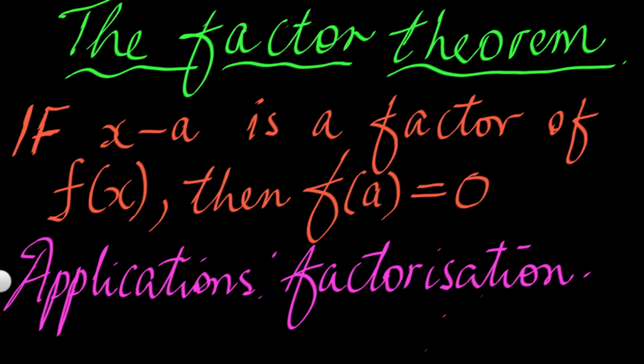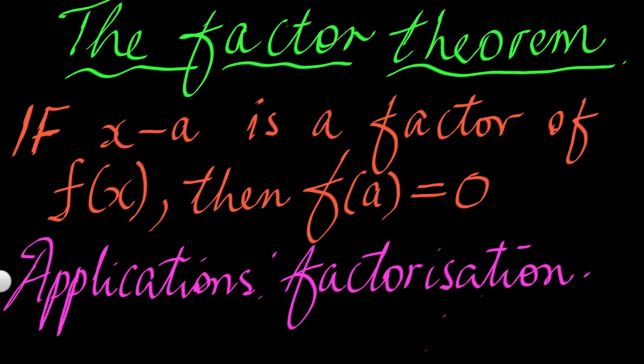The factor theorem is a cousin of the remainder theorem. In fact, it is derived from the remainder theorem, because the remainder theorem says if x minus a is not a factor of f of x, then the remainder is f of a. That's what the remainder theorem says. So if you divide f of x by x minus a, the remainder is f of a. So in this case, if x minus a is a factor, obviously the remainder is going to be 0. That's why f of a is equal to 0.